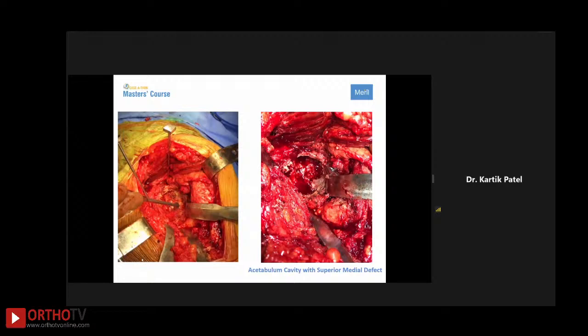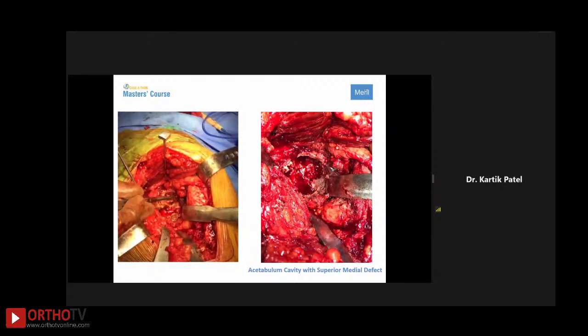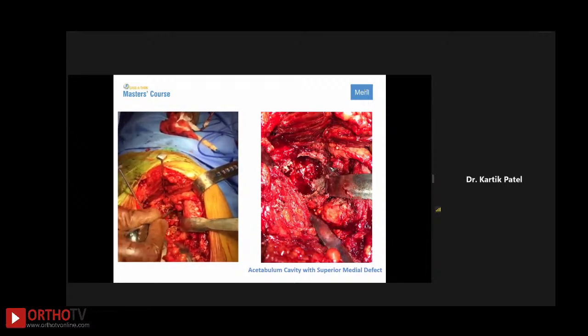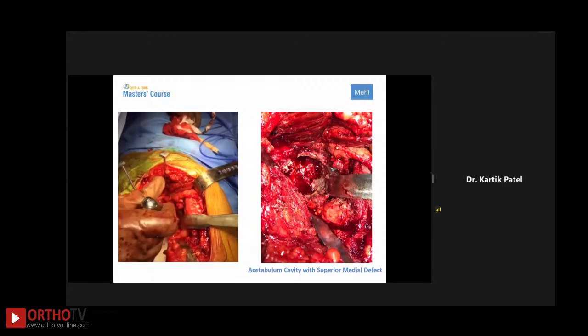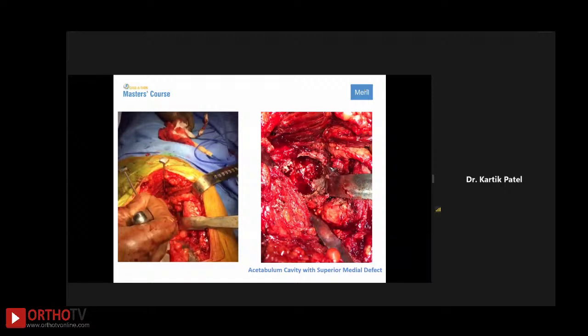And this was the video of the defect. All material was curetted, the defect was curetted completely, and sent for culture again and histopathology again. And this is the defect after the complete curettage, the acetabular cavity with the supramedial defect.